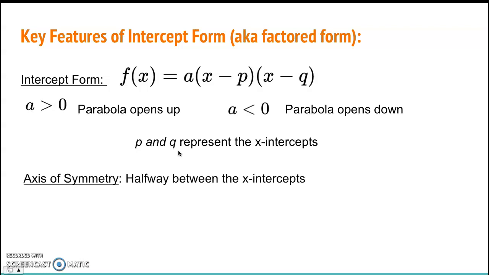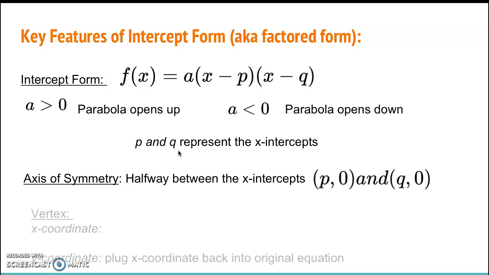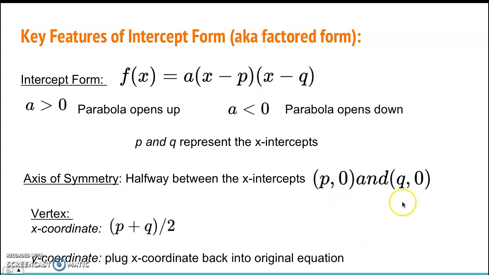Since parabolas are symmetrical, the axis of symmetry is halfway between the x-intercepts. And remember, the axis of symmetry for a quadratic function is the x-coordinate of the vertex. So to find the x-coordinate of the vertex, we take p and q, our two x-intercepts, add them together and divide by 2. Once we have the x value of the vertex, we plug it back into the original equation and solve for y. On the next slide, we're going to use these key features to graph a quadratic function in intercept form.